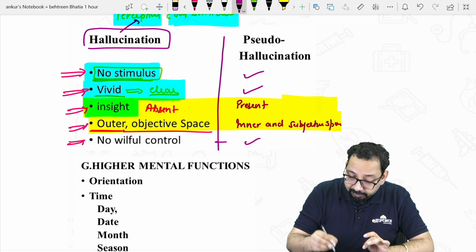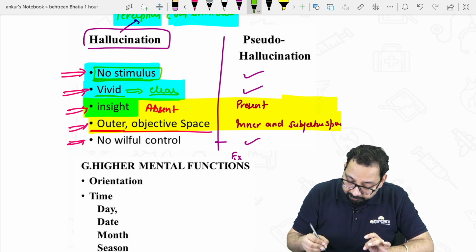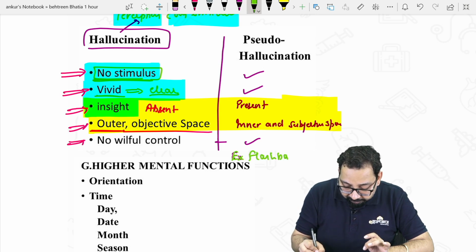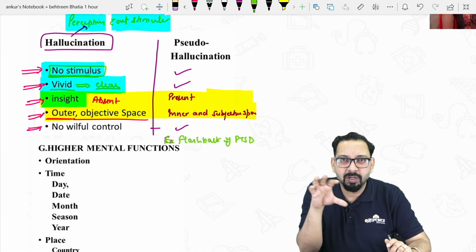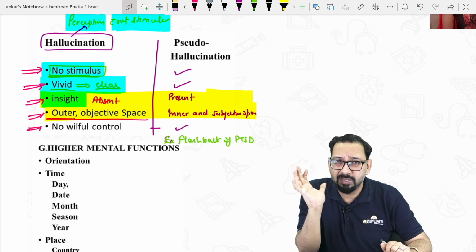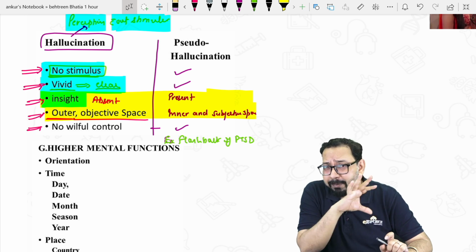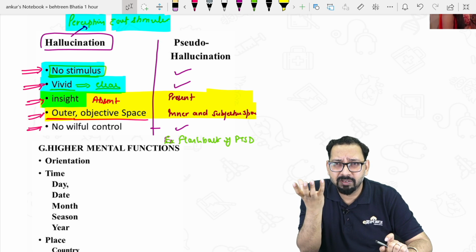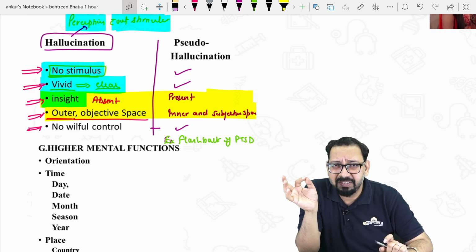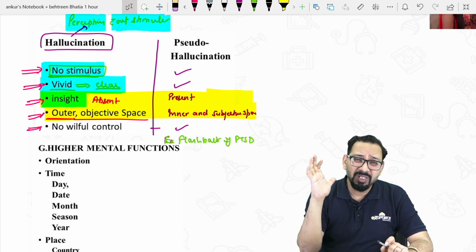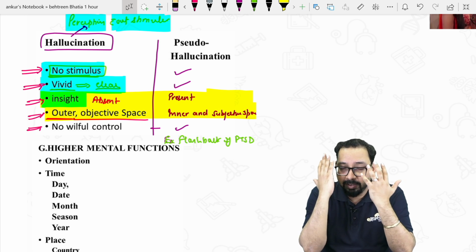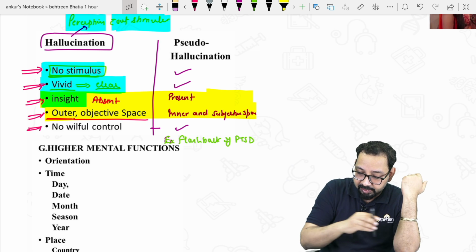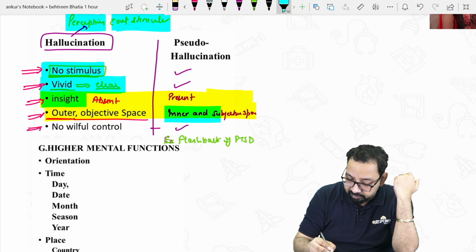How to remember? Yes, flashback. For example, write the example, flashback of PTSD, post-traumatic stress disorder. In post-traumatic stress disorder, suppose a trauma occurred, an accident occurred, a bomb blast occurred in front of a person's eye, then he started having the same picture inside his mind. What is flashback? Suppose a person suffered a trauma, road traffic accident, very severe accident, war, bomb blast, rape. Patient is sitting and the picture of the same event flashes inside his mind, or her mind, inner and subjective space.